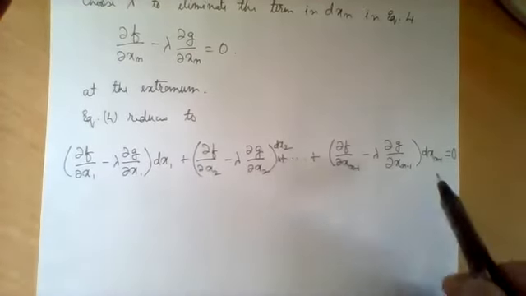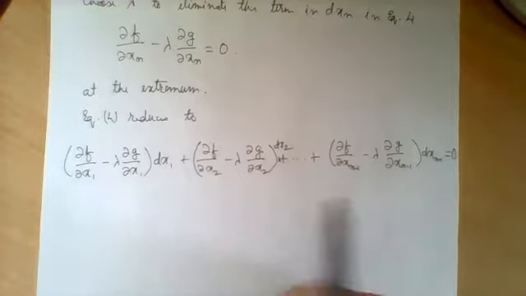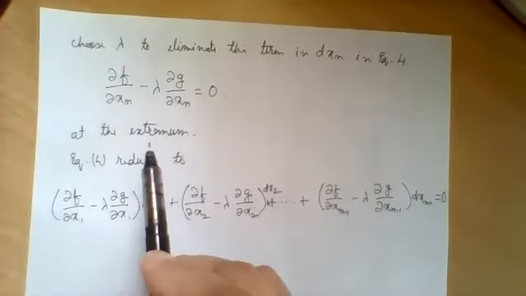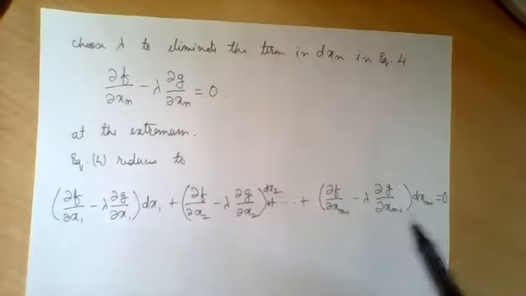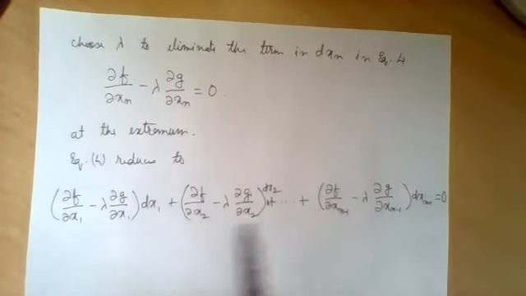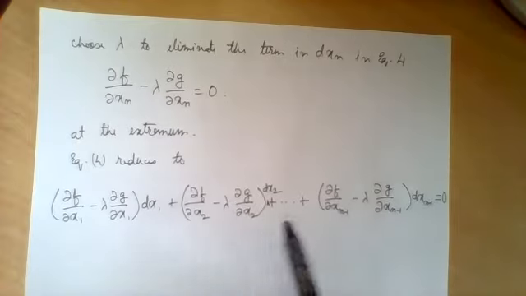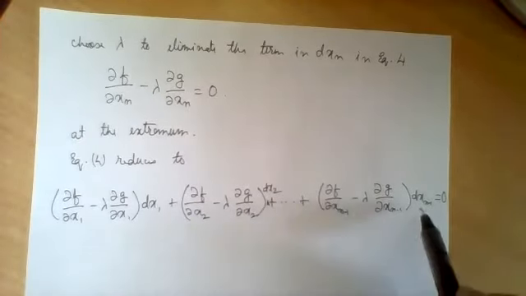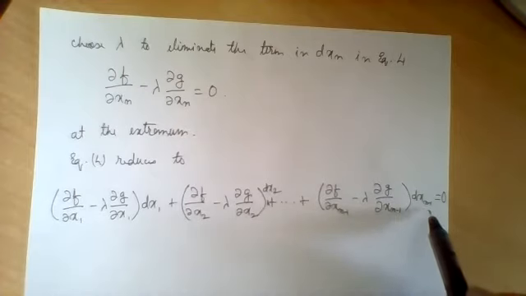Now in this, dx n minus 1 vanishes because we have chosen lambda in such a way that this is equal to 0 at the extremum. Therefore at the extremum, the dx n term vanishes, and this is the equation. And now dx1, dx2, until dx n minus 1, these are n minus 1 differentials.